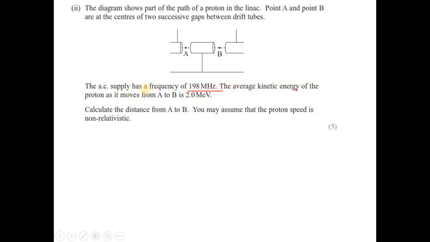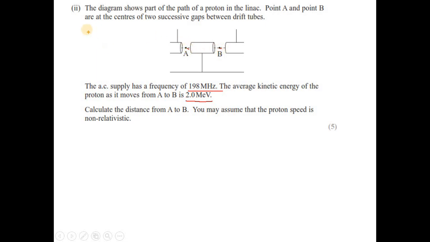The average kinetic energy of the proton as it moves from A to B is 2 million electron volt. Calculate the distance from A to B. You may assume that the proton speed is non-relativistic. Remember, it's all about the movement of a particle in a tube. So between these 2 points, the speed of the particle stays the same. The speed does not change when it moves in a single tube.